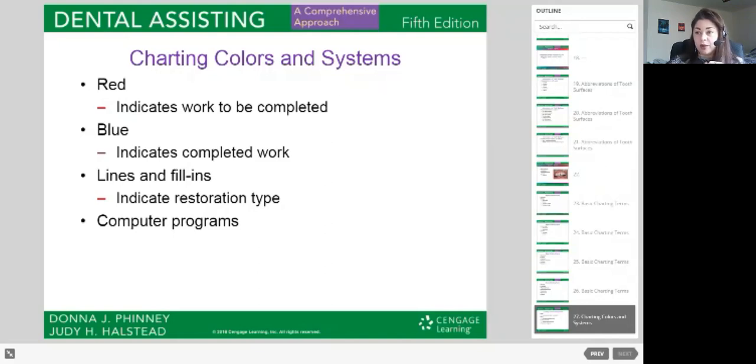Okay. So red is going to, like I said, be work that needs to be done. So anything that you're treatment planning, so a new patient comes in, we take a full mouth x-ray series and you're sitting down with the doctor and he's like, okay, there's decay here. There's a broken tooth here. Any of that's going to be charted in red. And so we're going to go over that here in just a second. Blue means it's existing work, or I'm sorry, work that's been completed. So previously completed by another office, or if it's something that we've completed in office, then once we've completed it, it will turn blue. All right.